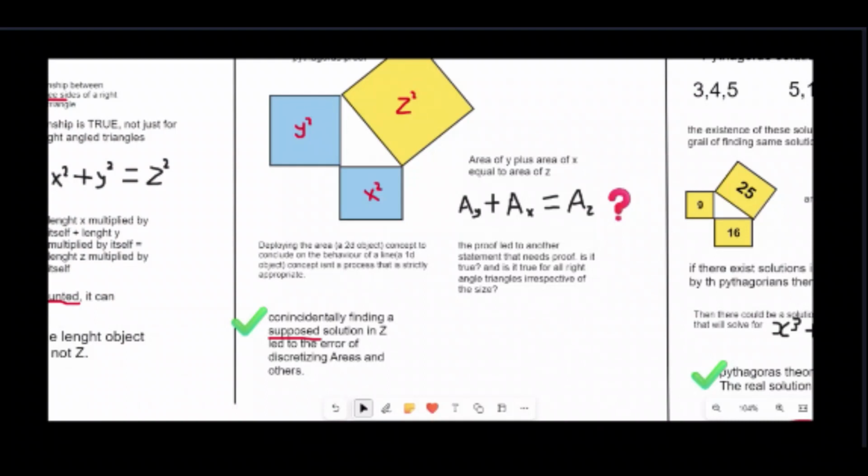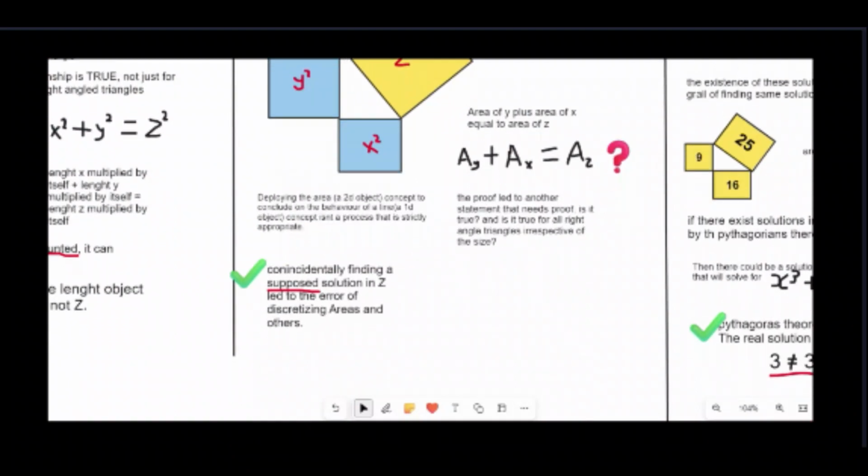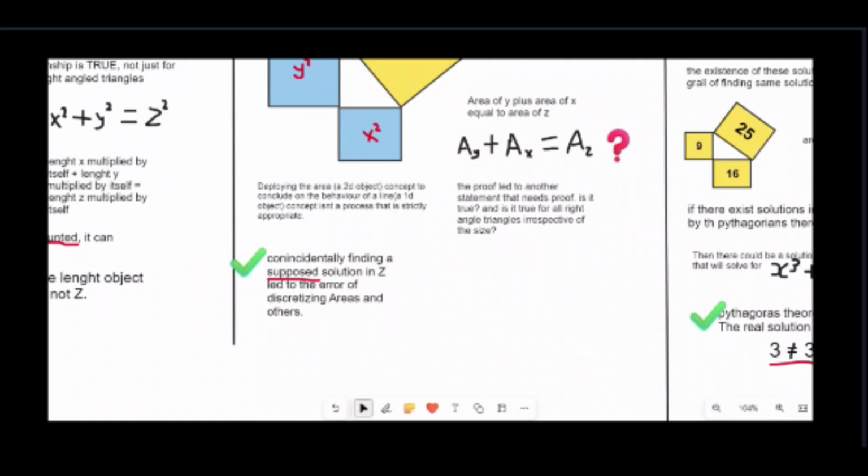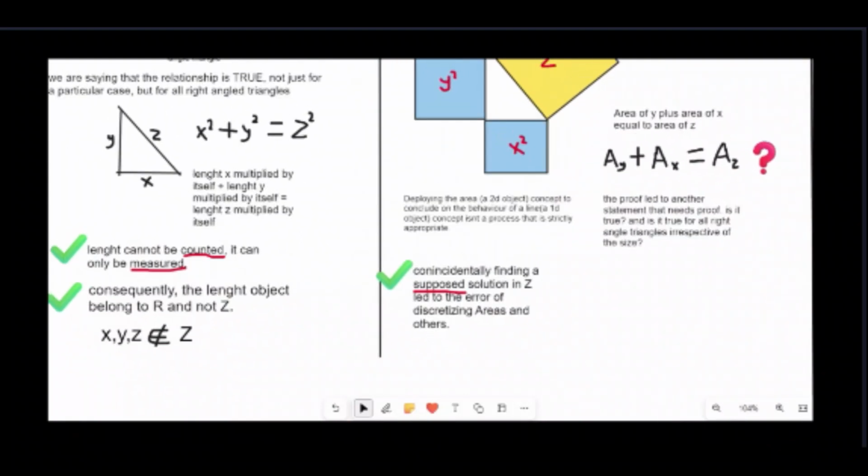Okay, so he was talking in his proof about the area generated by the lines. And coincidentally, finding a supposed solution in Z is what actually led to the error of discretizing the areas and others, like volume.